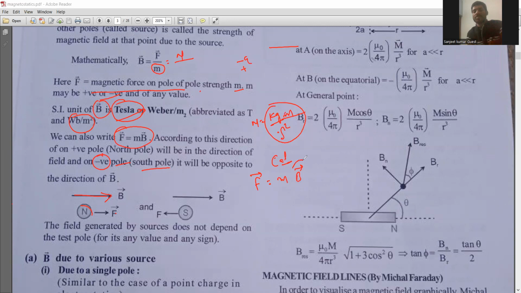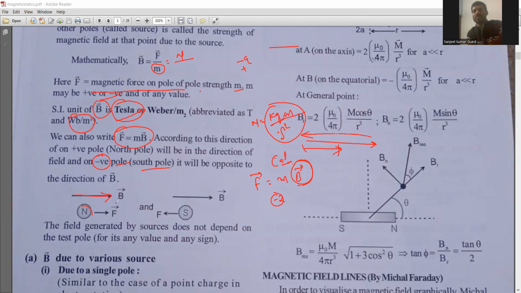So B is a vector, suppose this is the B vector, right? What happens if I take M equal to -2? Whatever the vector is over here, it will become 2 times. The length of B is this, so now it will become double this. But now it is minus, so it will become opposite. So instead of going in this direction, it will go in this direction. Are you getting my point?